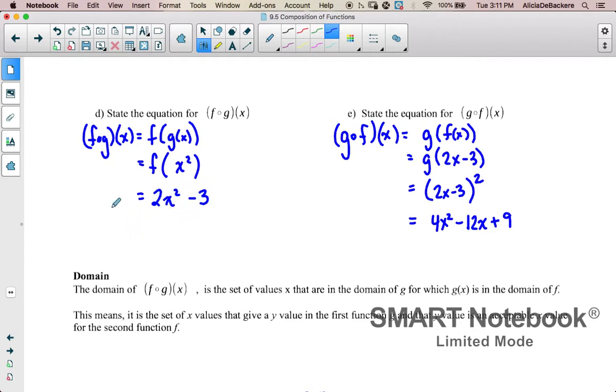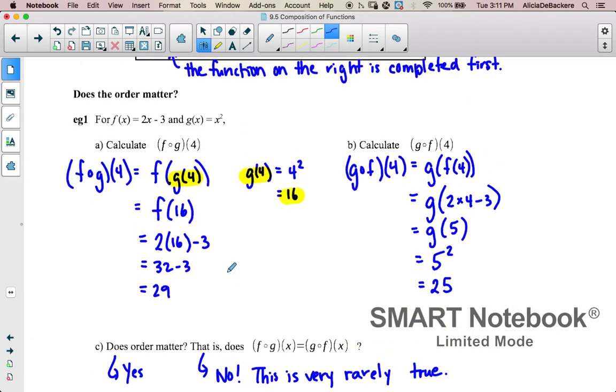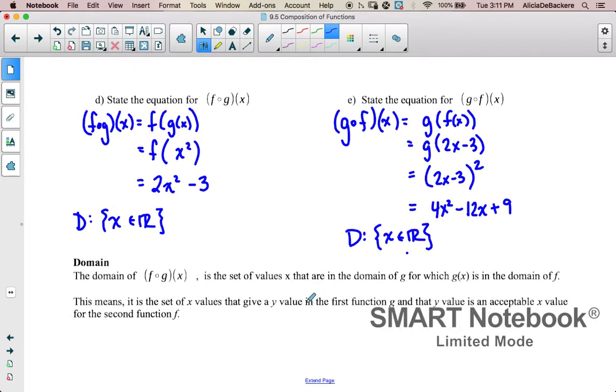For the domain of f of g, we can see here that this is a parabola. It opens up and it's been shifted down, but a parabola has the domain of x belongs to the set of real numbers. This guy is also a parabola, so also the domain of x belongs to the set of real numbers. So this is kind of a special case where it's a really simple domain, and that's because we started off with two pretty simple equations. The domain of f at x is the set of real numbers, and the domain of g at x is also the set of real numbers. So that's why we're seeing these nice simple domains here.